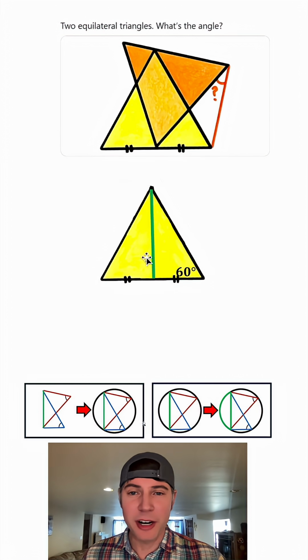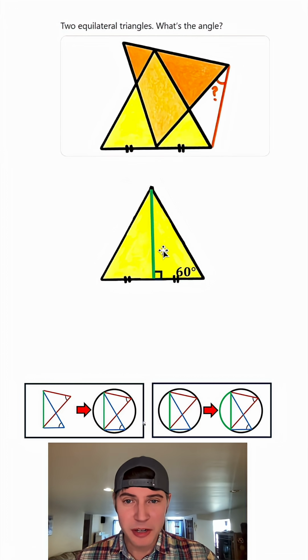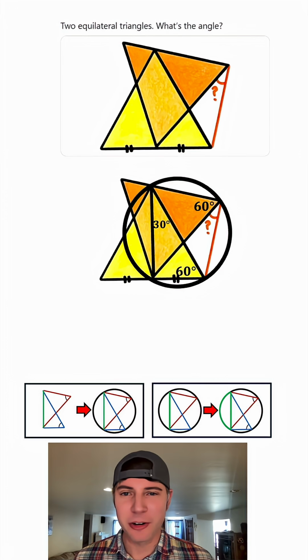In an equilateral triangle, the median is the same thing as the perpendicular bisector. So we know that this will be at right angles. And since this one is 60 and this one is 90, that means this angle right here is going to be 30. Now let's bring back our original figure.